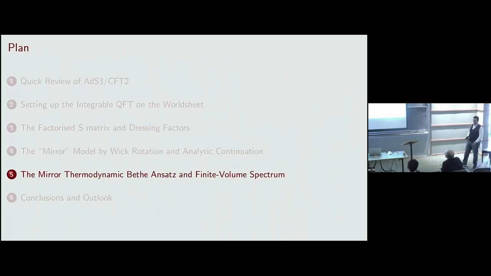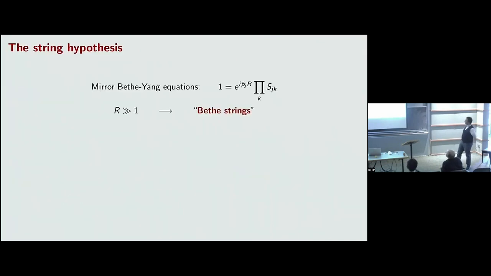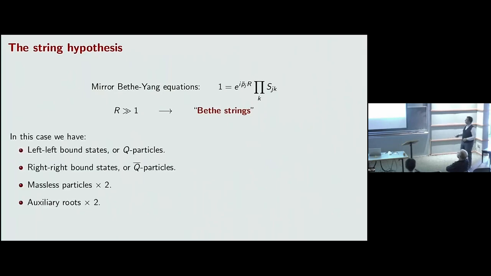And now I can just do the calculation that gives you the thermodynamic Bethe ansatz. And there are some experts here that can do it with one hand tied behind their back. But for the others, let me remind you, for this mirror theory, you write the Bethe equations, this is the schematic form. Then you look for large volume and you look for Bethe strings, the configurations that are important in the thermodynamic limit. And I'm going to tell you what they are. They're actually extremely simple. They are the fundamental particles and the bound states, which for the left I call Q particles, for the right I call Q bar particles. There are the massless particles, which are stable in their own right. And then there are some auxiliary roots that appear in the TBA, and there are just two of them. That's it, no complicated string complexes or root complexes and so on and so forth. This is anyway the proposal.